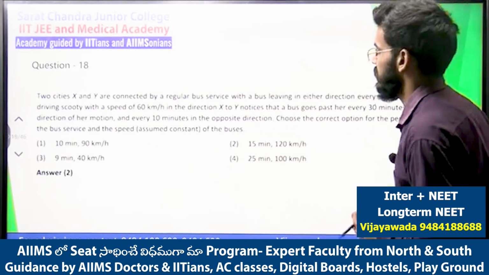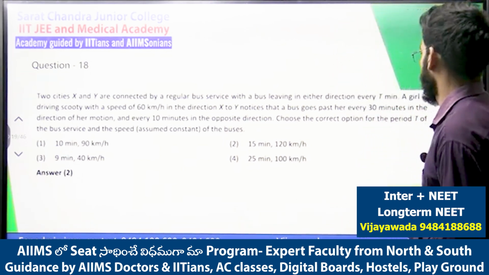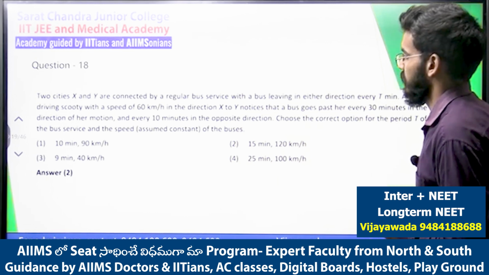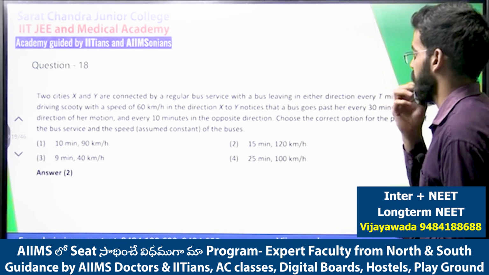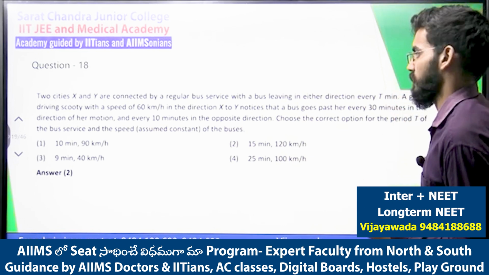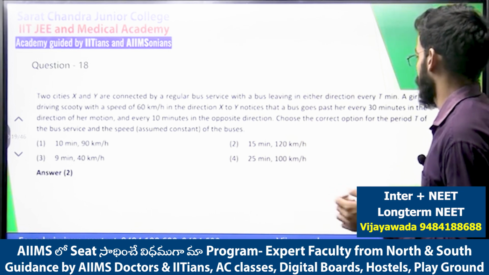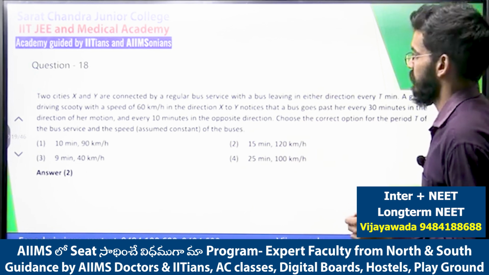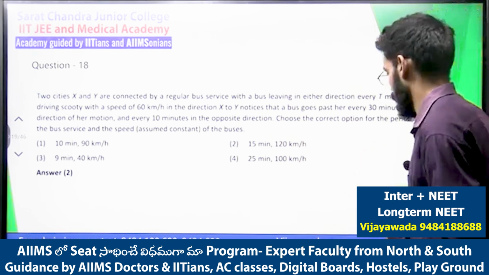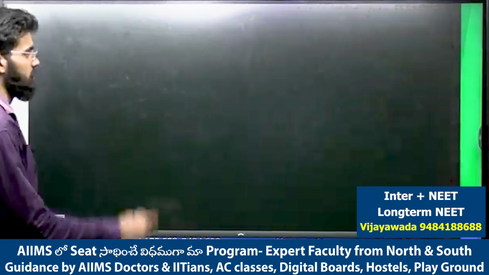18th. Two cities X and Y are connected by regular bus services with a bus leaving in either direction every t minutes. A girl is driving a scooty with a speed of 60 km per hour in the direction of X to Y. She notices that a bus goes past her every 30 minutes in the direction of her motion, and every 10 minutes in the opposite direction. Choose the correct option for the period t of the bus services and the speed of the bus. This question, you can say, was difficult for you, but actually it was easy.